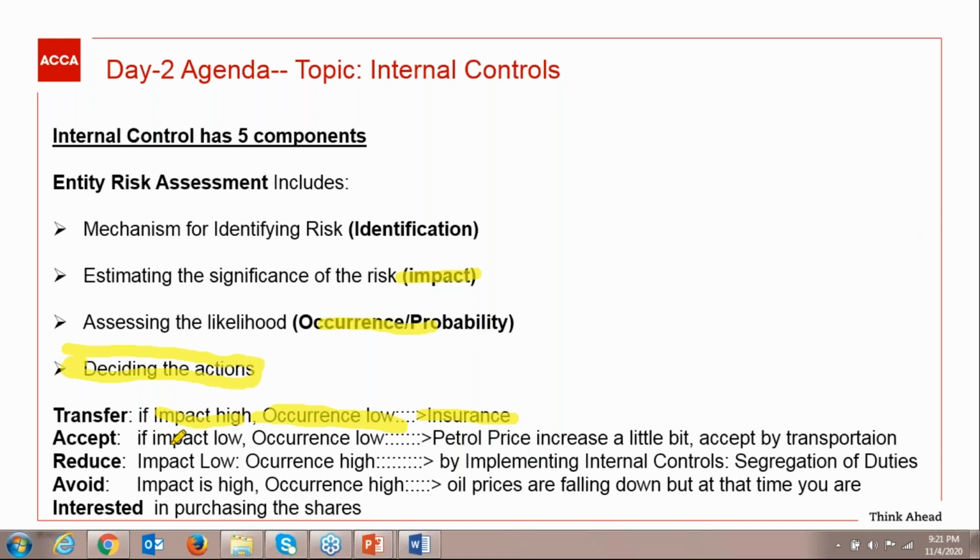So, what is the third strategy? That is reduce. This strategy is applied when the impact is low but the occurrence is high. So how can we reduce it? By implementing internal controls, or you can say segregation of duties. Here I can give you an example to further clarify how we can reduce the risk.